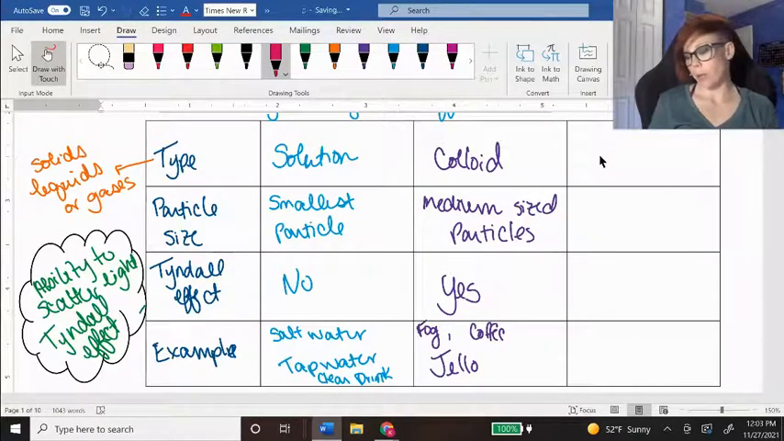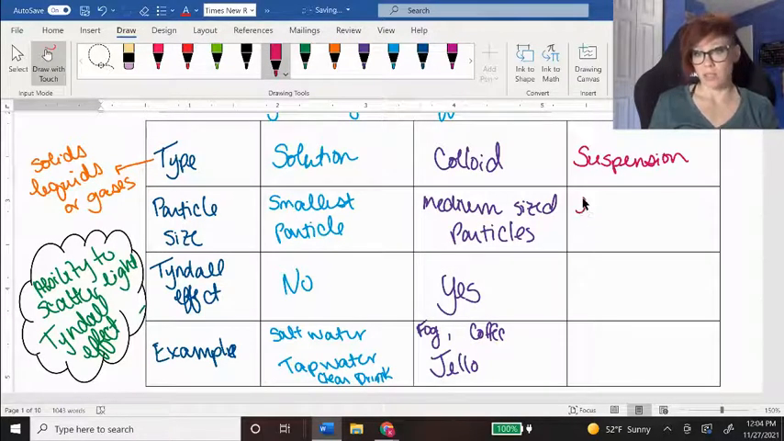The last type is a suspension. Just remember, your solutions and colloids are more homogeneous. You can't see the difference in composition macroscopically, and you can't pick out the pieces. Whereas a suspension is going to be more of a heterogeneous mixture. You can pick out the parts in a suspension.